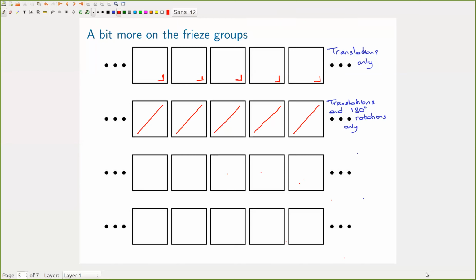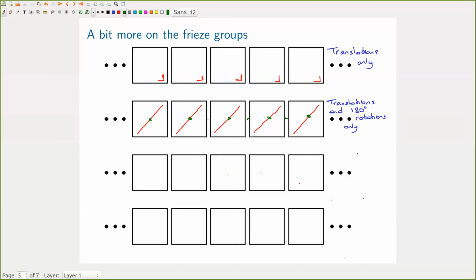So this stripe still has the translational symmetries. We can still step it along the line. Now it also has rotations through 180 degrees about any point which is the center of a tile, and also about any point which is the center of the line that separates two tiles. So all of those green points are rotation centers for symmetry of this particular frieze.